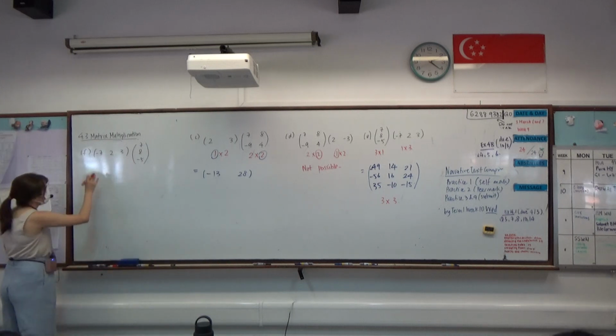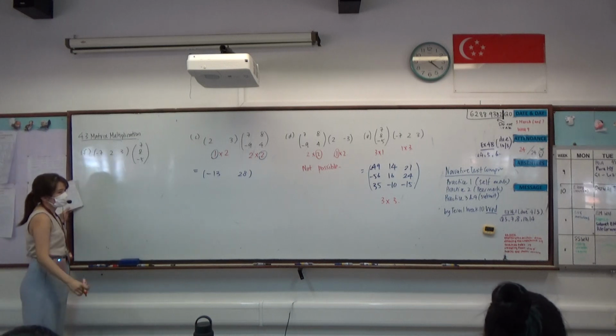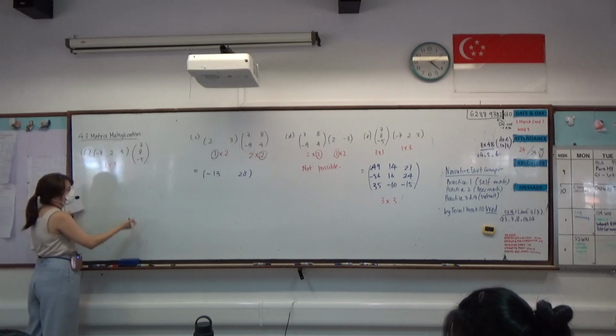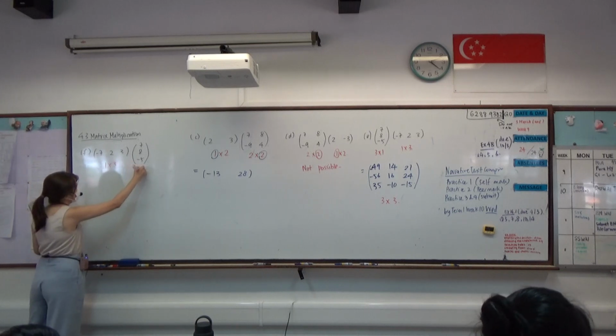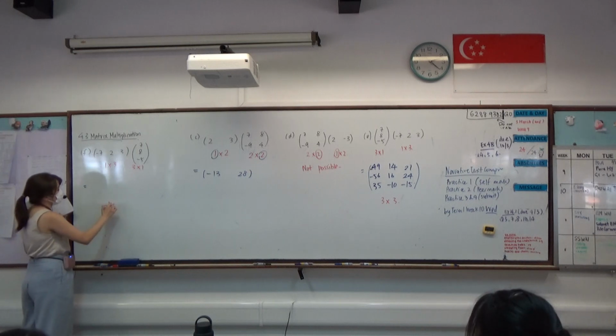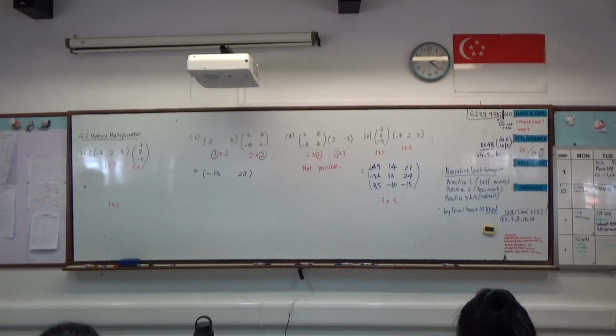Alright, so why don't you give this a try? Can you tell me the order for this matrix? 1 by 3. Okay, and 3 by 1. And your answer matrix will actually be a 1 by 1 matrix. Good. So how are we going to get this 1 by 1 matrix?